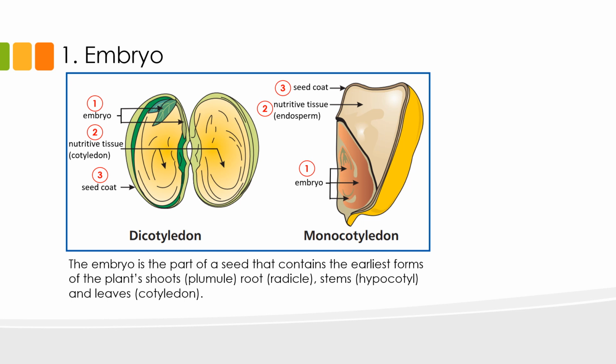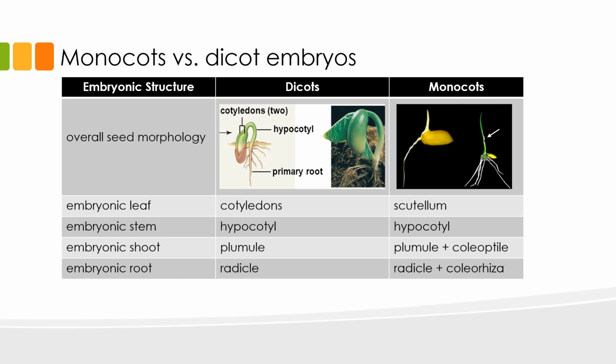Seed embryos are composed of an embryonic shoot, root, leaves, and stems. Some of these structures may be called differently depending on whether the seeds are monocotyledonous or dicotyledonous. This table shows variations in the embryonic structures found in dicots and monocots.